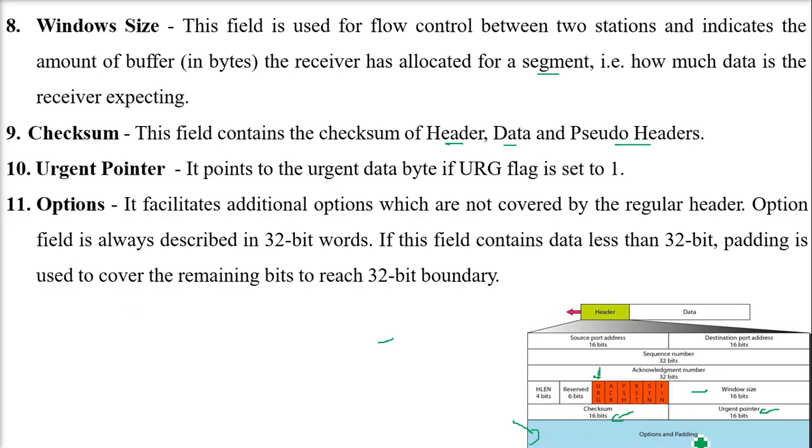Options, now these are options in blue, options and padding. It facilitates additional options which are not covered by the regular header. The option field is always described in 32-bit words. If this field contains data less than 32 bits, then it is padded. Padding is used to cover the remaining bits to reach the 32-bit boundary. That is why it is always a 32-bit word. Therefore, we have a word called padding here.